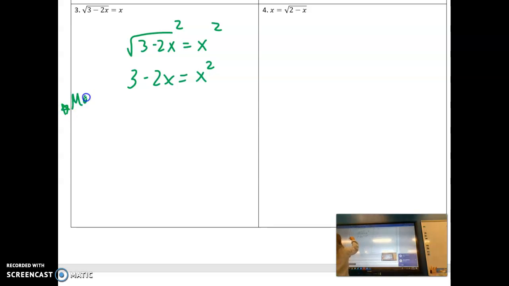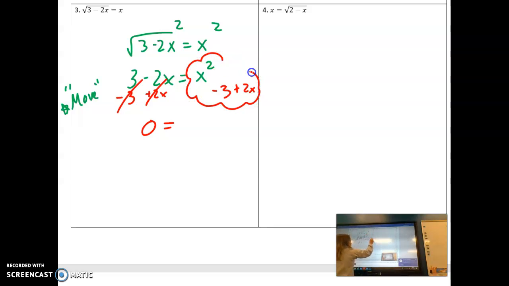So here's where I need to move. Well, how do I move things? By adding and subtracting them. So I need to subtract 3 to move it to this side. And then I also need to plus 2x to move it to this side. So what ends up happening is that I just moved everything from the side that cancels out. And then I have a collection of stuff. And so with this collection, I need to put it in order. So then I get x squared plus 2x minus 3.